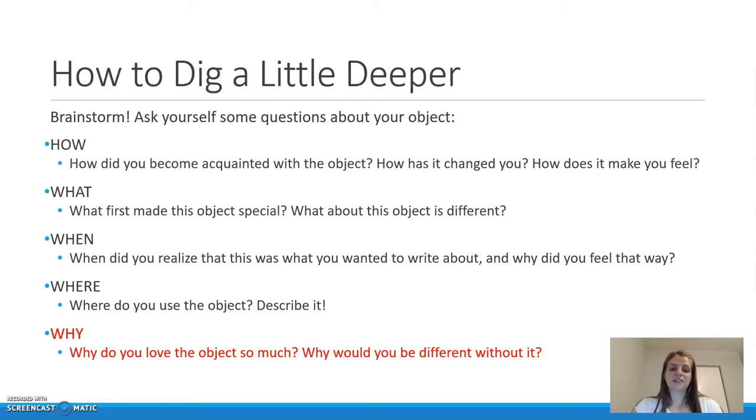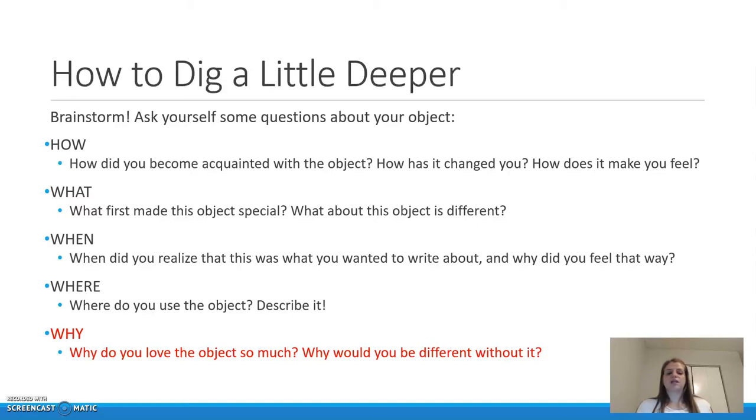I would like you to ask yourself some questions about your object. You pick your motorcycle or your dishes or whatever. Ask yourself some questions. How did you become acquainted with the object? How has it changed you, and how does that make you feel? What made the object special? When did you realize this is what you wanted to write about? So when did something pop into your head and you just said, oh, I have to write about this? So why did you feel that way? Describe that to me and be specific.